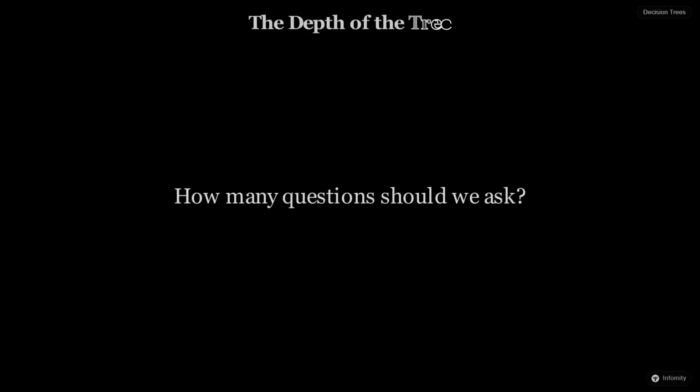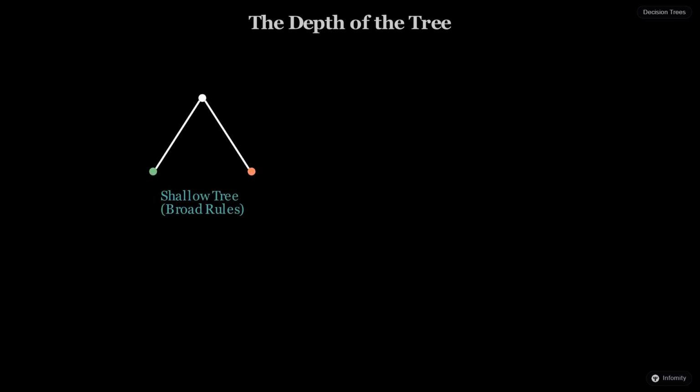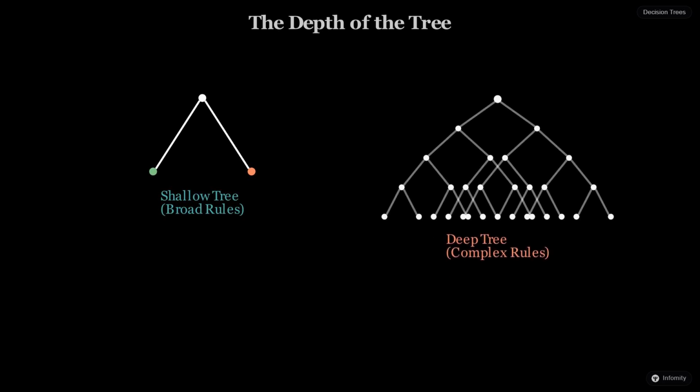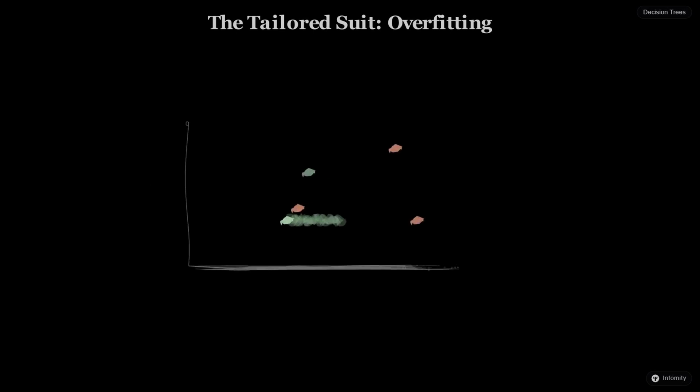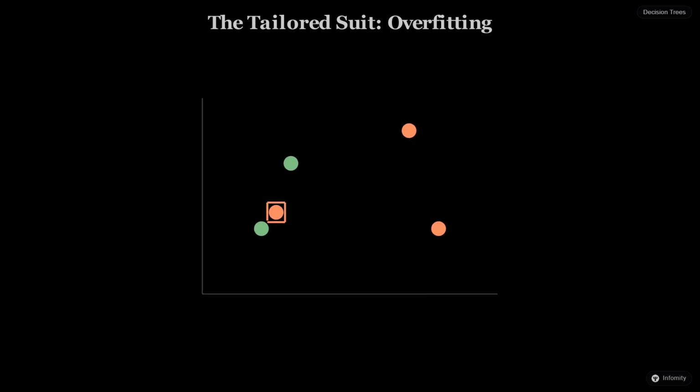The depth of the tree determines its level of detail. A shallow tree might only identify broad categories, while a very deep tree creates highly specific rules. Imagine a tree so deep, it has a unique branch for every single data point it has ever seen. This is like a tailor making a suit that only fits one specific person's exact posture. If the tree is too deep, it learns the noise and quirks of the training data rather than the general patterns. When it meets a new data point, it fails because its rules are too narrow.